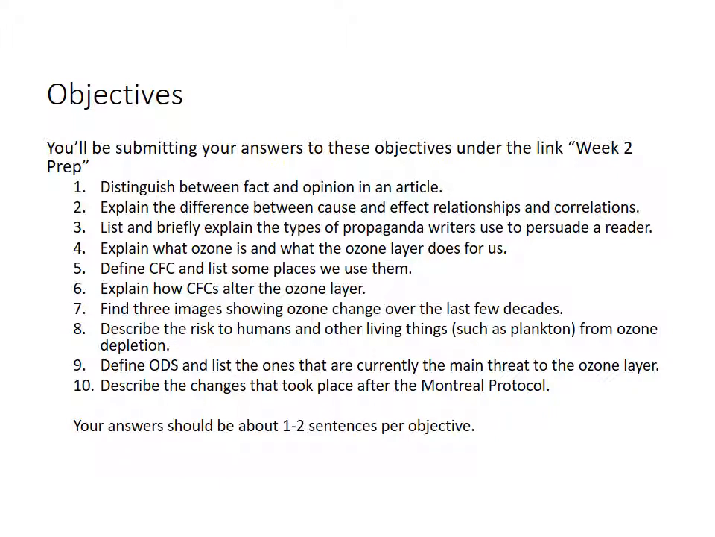Your objectives that you'll be submitting this week under the link Week 2 Prep are listed below, so you can review through those. They'll have a few objectives on analyzing an article, looking at how to analyze an argument, and then you'll have some objective questions on ozone and CFCs. Your answer should be about 1 to 2 sentences per objective. I'm sure you could write a whole page on each of these, but the main goal is just to make sure that you understand each of these points generally so that when you go do all of your research, you understand some of the main background information.